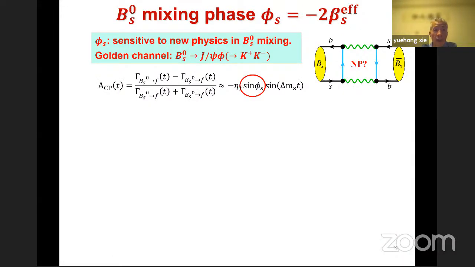The mixing phase of the neutral B_s mesons, phi_s, is equal to minus 2 beta_s, which I just talked about. In the Standard Model, they are equal. However, phi_s is very sensitive to new physics in B_s mixing, originating from new particles entering the box diagram. Phi_s can be measured in the golden channel B_s to J/psi phi, with phi decaying into K plus K minus.